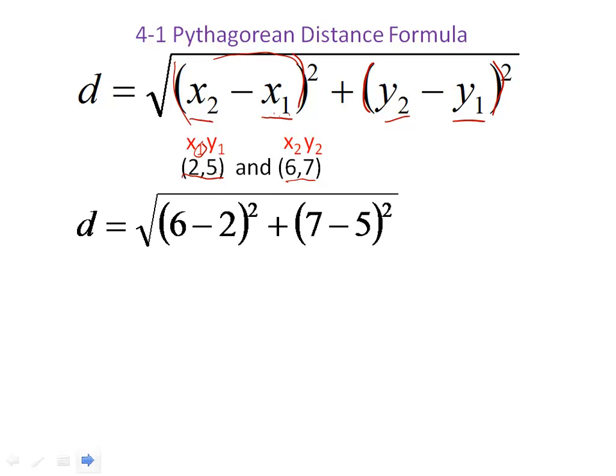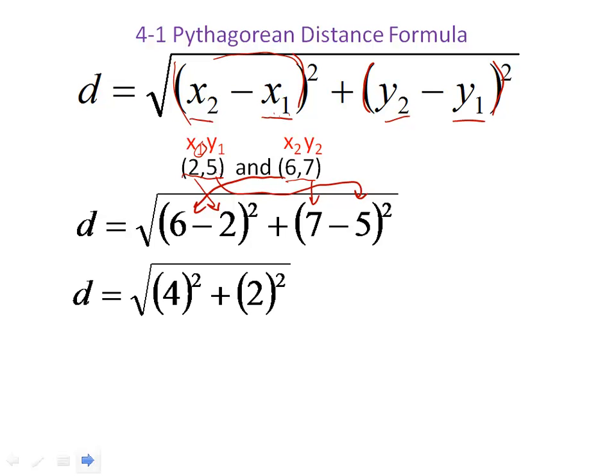This is a detail that we have to get cleared up. X-coordinates go together, y-coordinates go together. Alright, so as you can see, we have done that. 6 goes here, 2 goes here. X-coordinates matched up. 7 goes here, 5 goes here. Y-coordinates matched up. Now we continue on doing the math. Once we've done that correctly, our chances of making a mistake decrease. So 6 minus 2 is 4, 7 minus 5 is 2. Now we have the square root of 4 squared plus 2 squared.